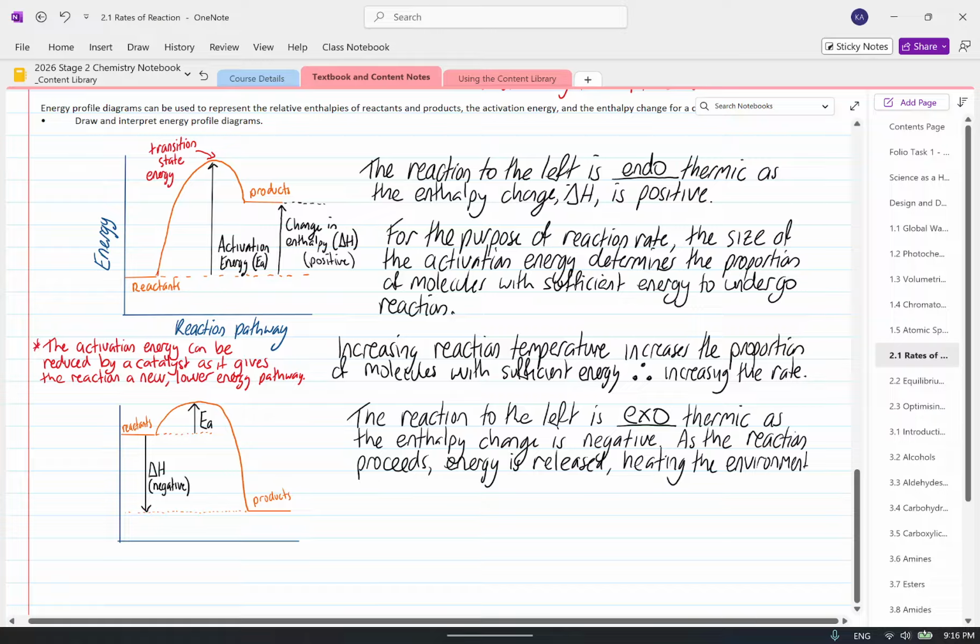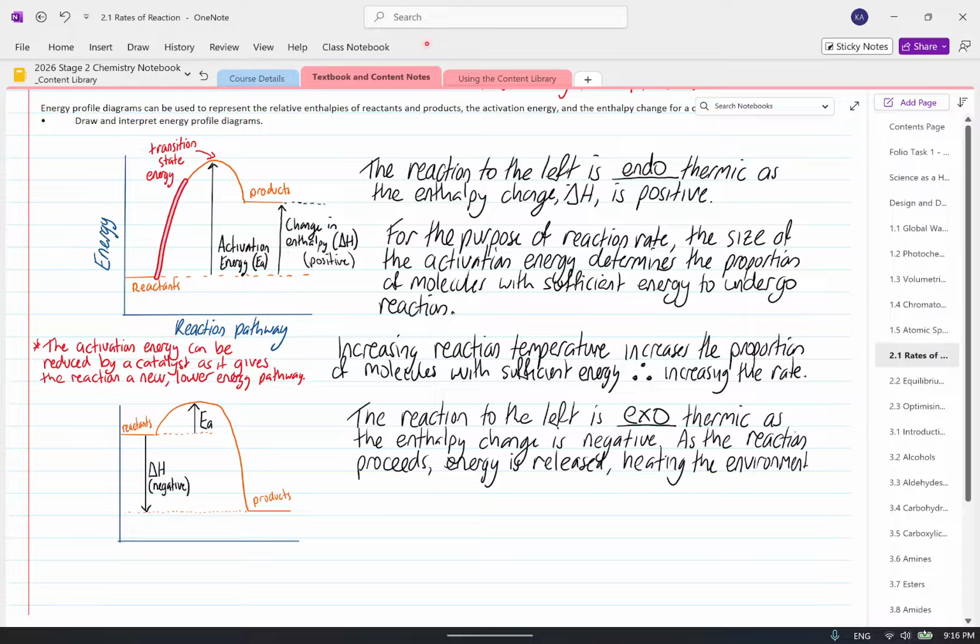Now, like I said before I move on to that next bit, if we do increase our reaction temperature, we have more molecules with enough energy to overcome that barrier, and so our reaction rate will increase. Additionally, this barrier is the thing that can be reduced with a catalyst. That will also mean that more molecules have enough energy to overcome this smaller barrier than they would have had this larger barrier.